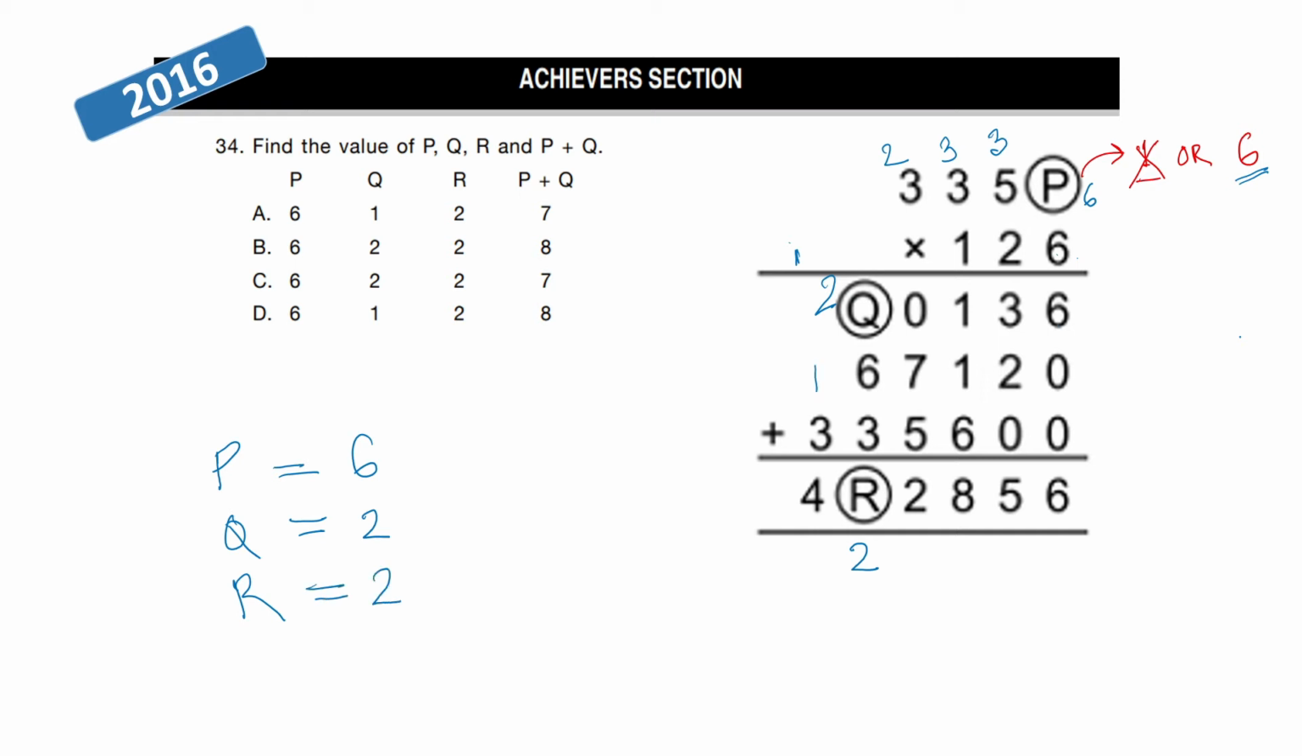Now let's see our answers. So B and C have 6 and 2. So A and D we can eliminate and R is 2 also. Let's see what is P plus Q. So P plus Q is 8. So this one stands good. So our right answer is option B. Let's go to the next question.